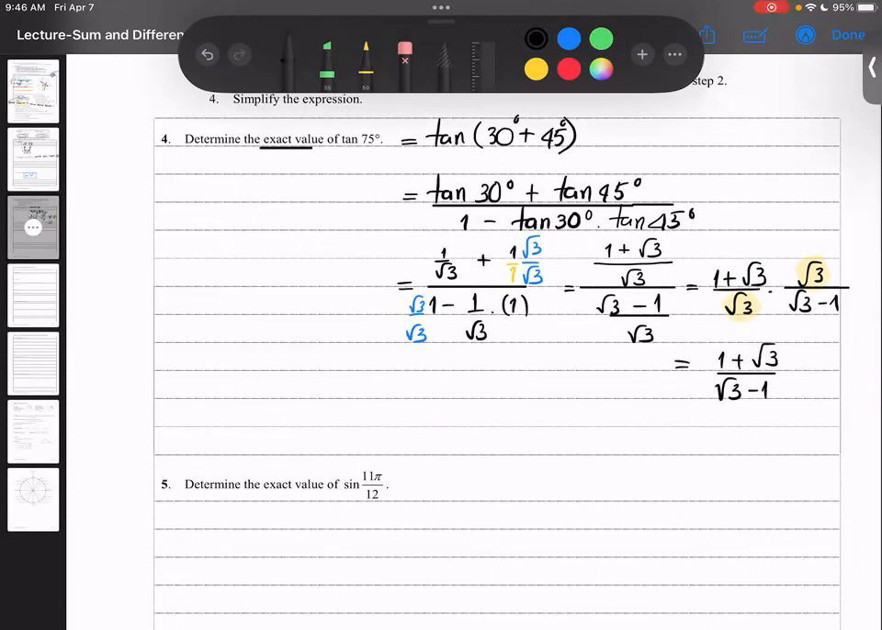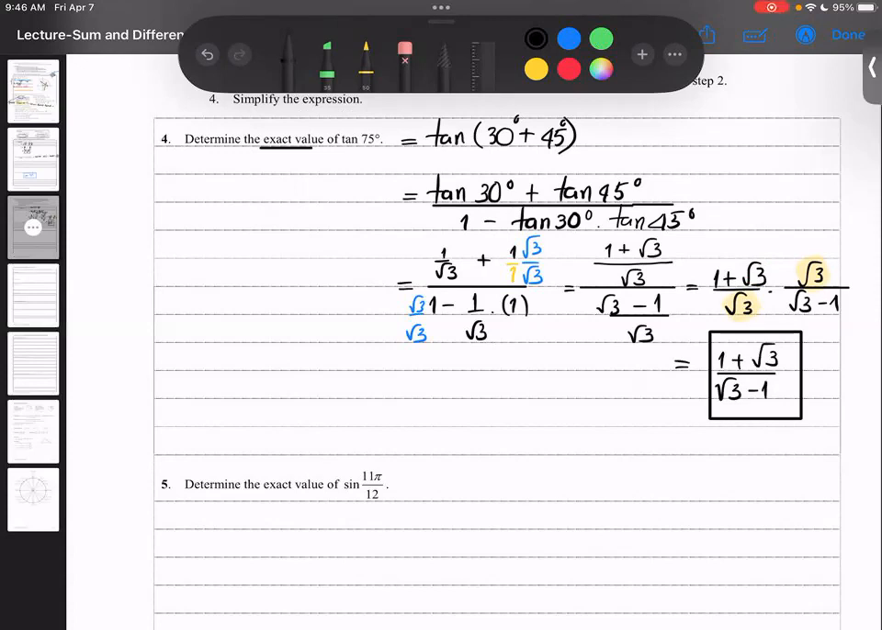Should I rationalize? No, I'll leave it like that. Don't waste your time. They just want the exact answer, and that is the exact answer. You don't have to rationalize. Okay, good.